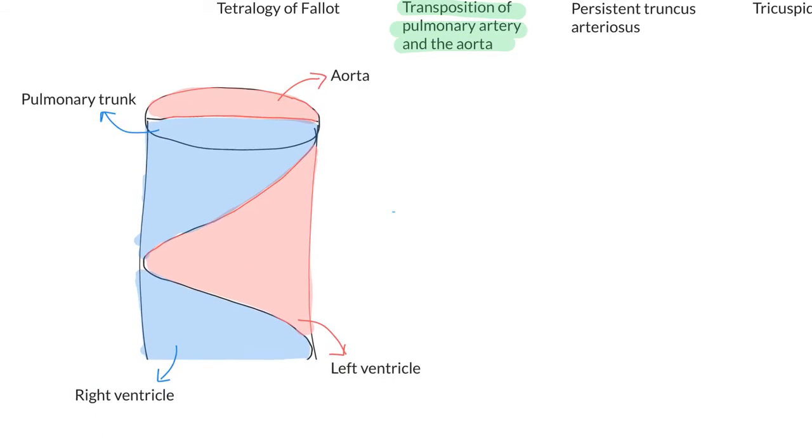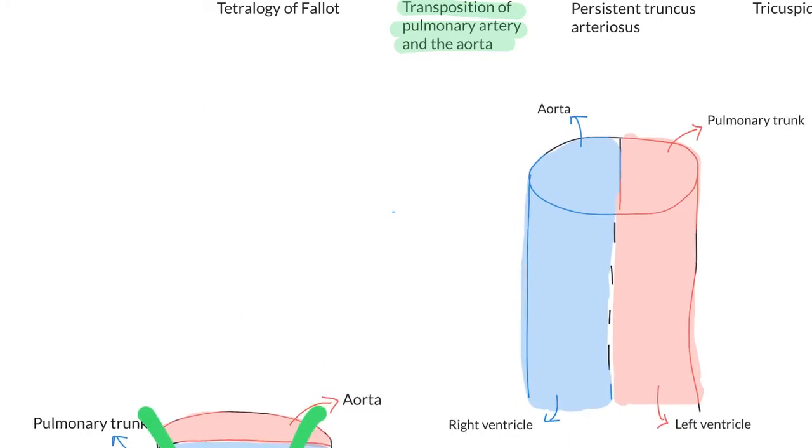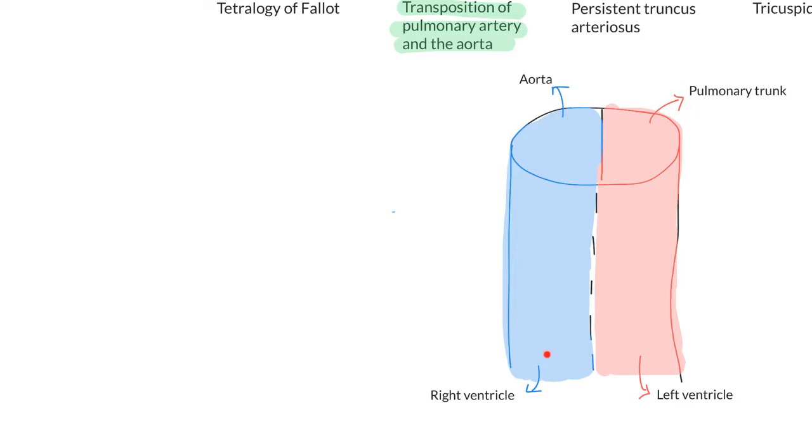Next, let's look at transposition of the pulmonary artery and aorta. This occurs when the spiral formation of the septum doesn't occur, but the septum grows straight down, allowing deoxygenated blood from the right side of the heart to pass through the aorta into the systemic circulation, while oxygenated blood from the left side of the heart passes through the pulmonary artery to the pulmonary circulation.